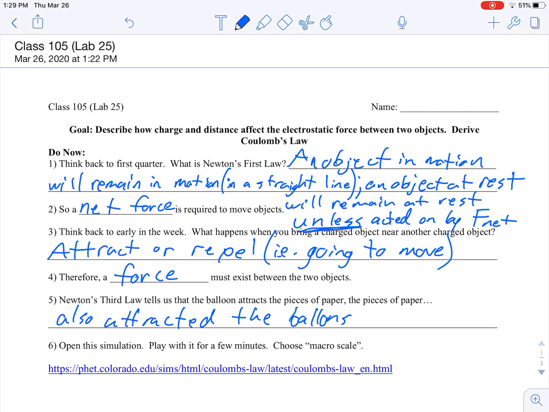All right. So this lab is going to use a simulation. It's the best we can do in these circumstances. So click on the link. I'll try to put a link in the description if I remember. It's a PhET simulation called Coulomb's law. All right. So when you open it up, play with the simulation for a minute or two just to see how it works, and make sure you pick macro scale.